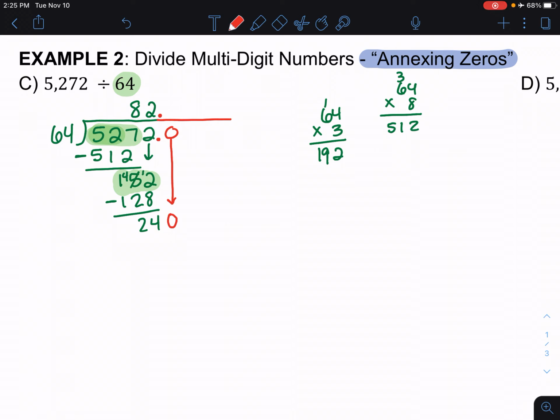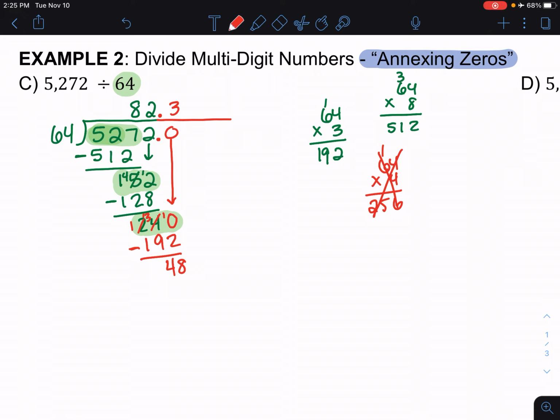Well, I know 64 times 3 is 192, so let's try 64 times 4 just to see if it works with 240. So 4 times 4 is 16. 4 times 6 is 24, plus 1 is 25. So 64 times 4 is too big, so we're going to go with 3. So I've got 192, and then I subtract. So I was looking at these 3 digits. So I'm going to borrow. 10 minus 2 is 8. 13 minus 9 is 4, so I've got 48.